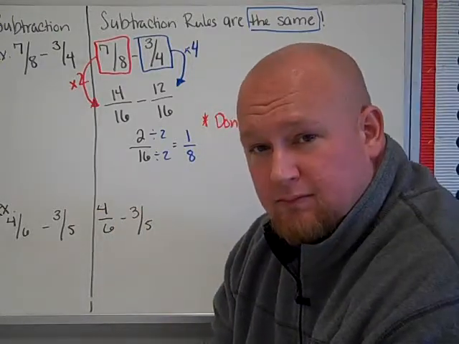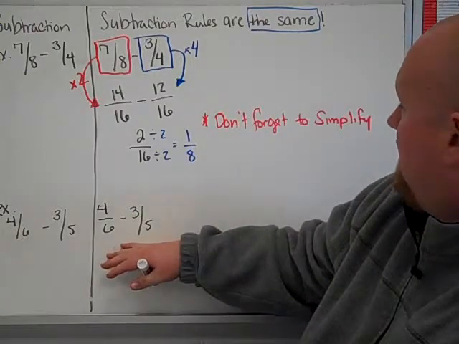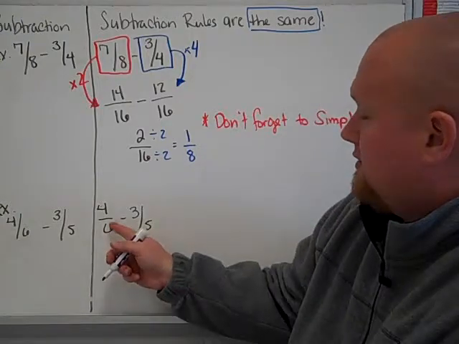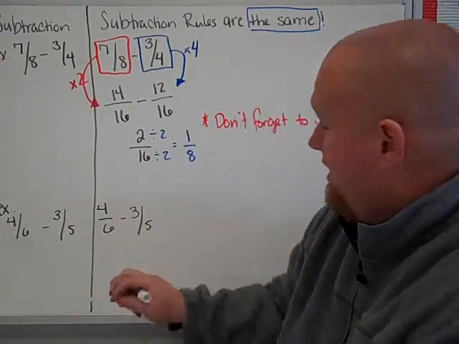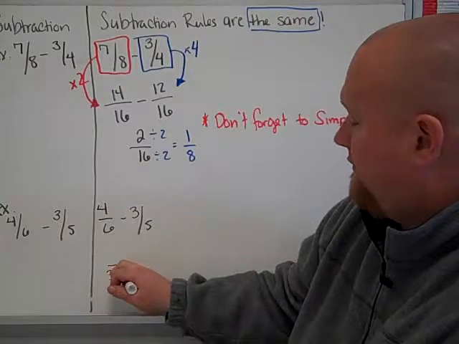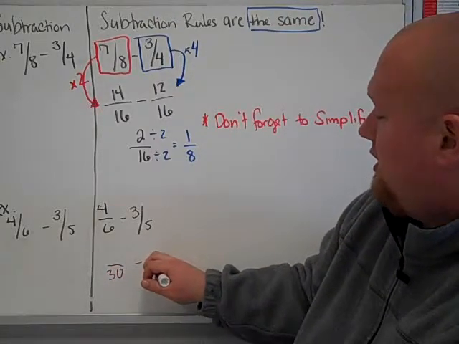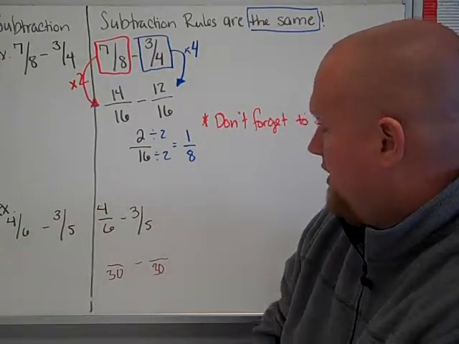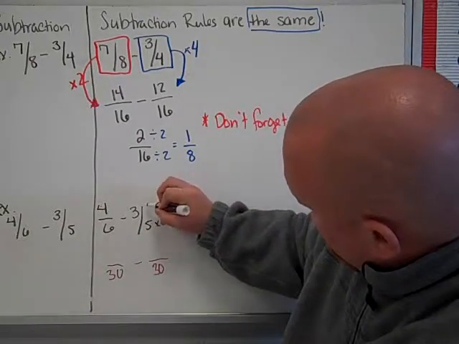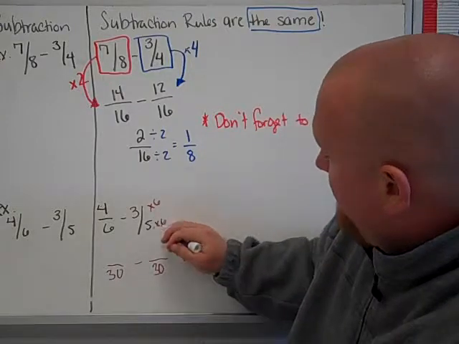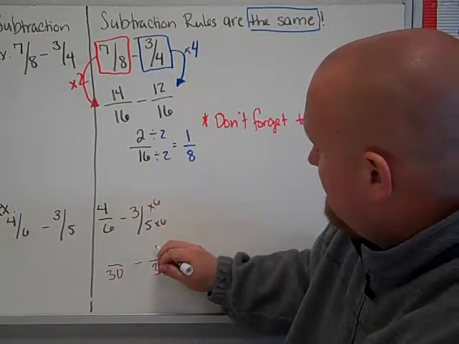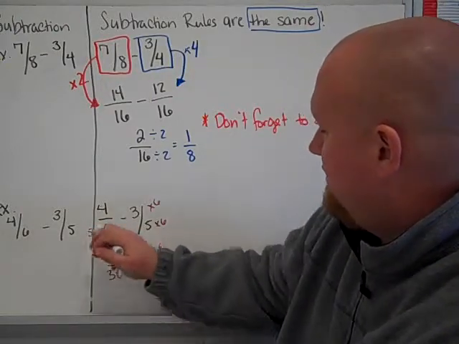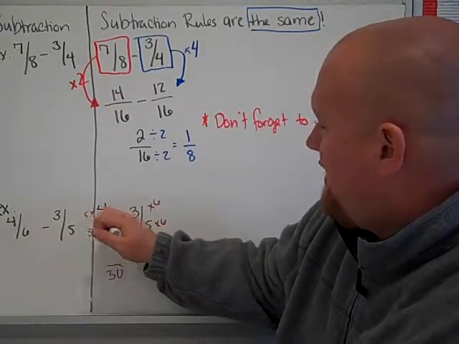Okay. Now I've got another one here that we're going to do together, but don't forget to simplify. 4/6 minus 3/5. Okay. I'm going to go ahead and multiply the denominators together for a common denominator of 30. But I get, do it to the bottom, do it to the top. 5 times 6 is 30. 3 times 6 is 18. 5 times 6 is 30. Got to go by 5 over here. 5 times 4 is 20.